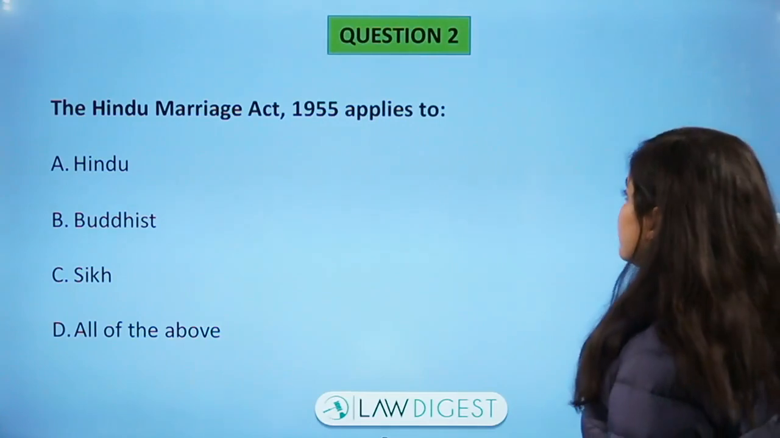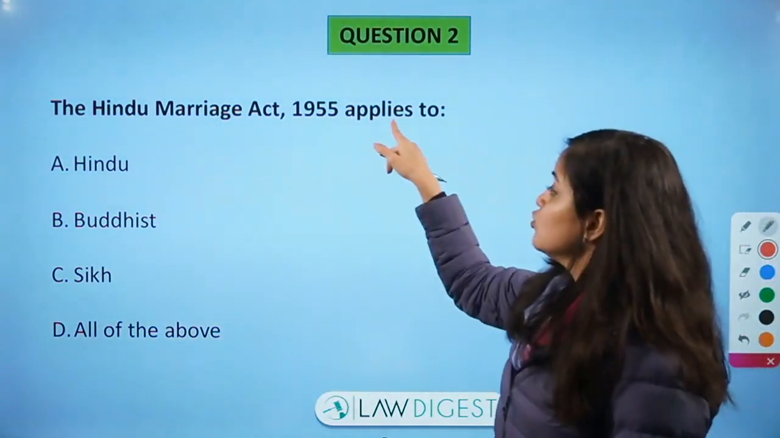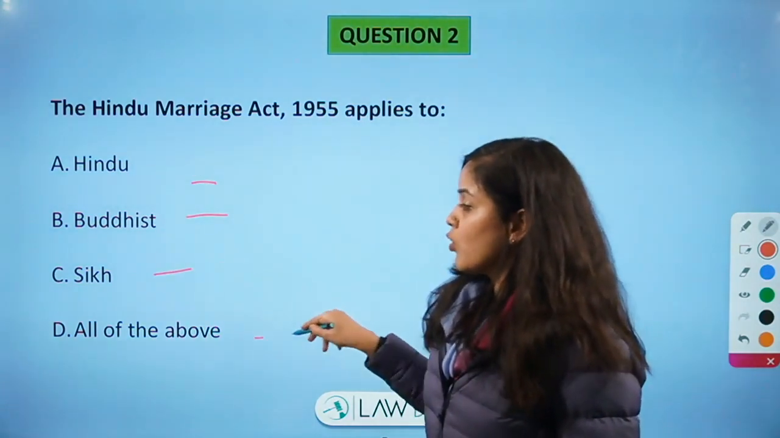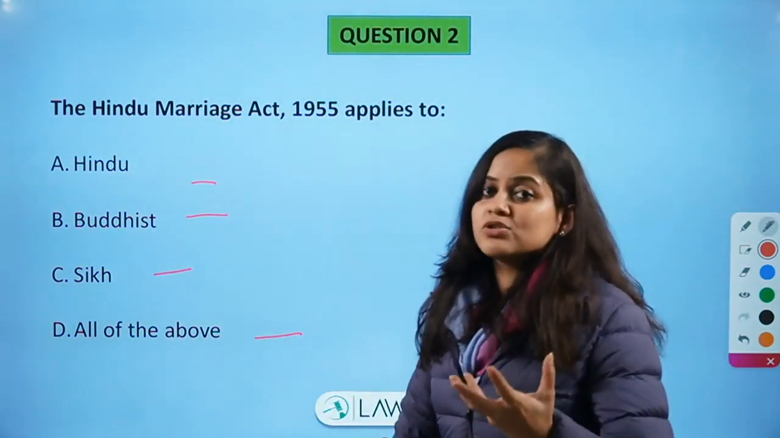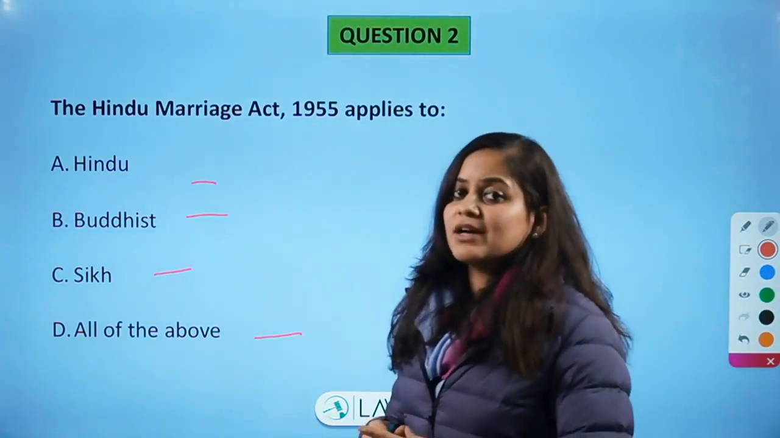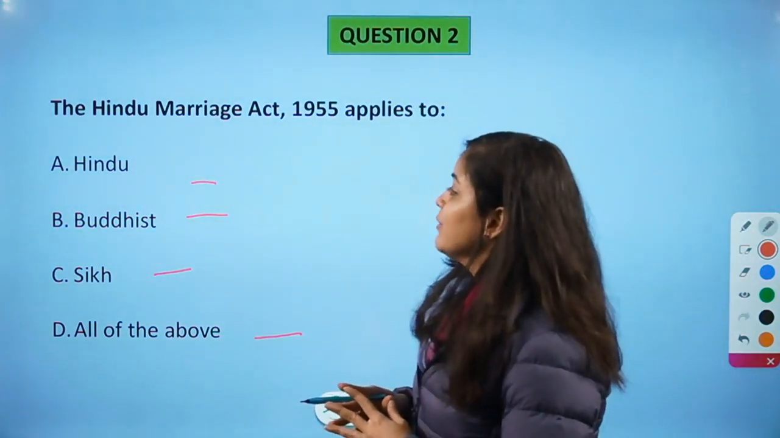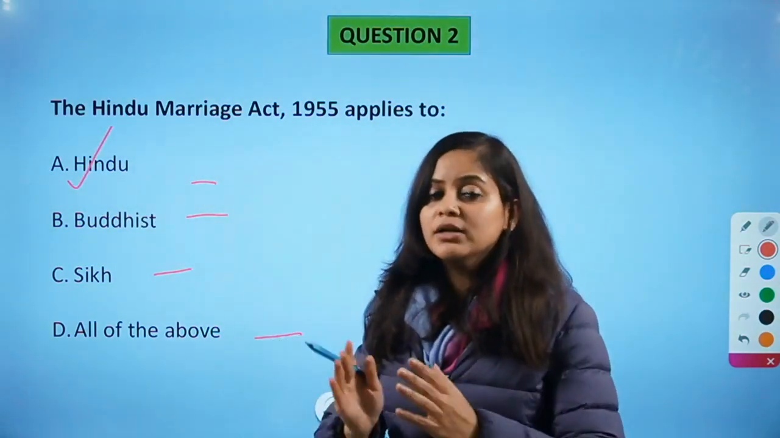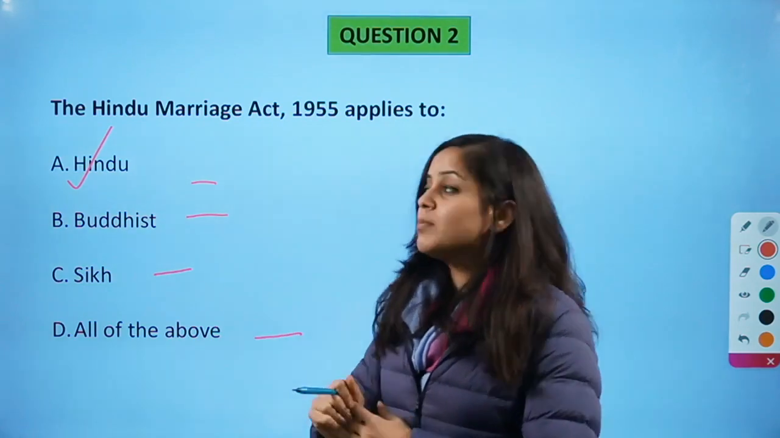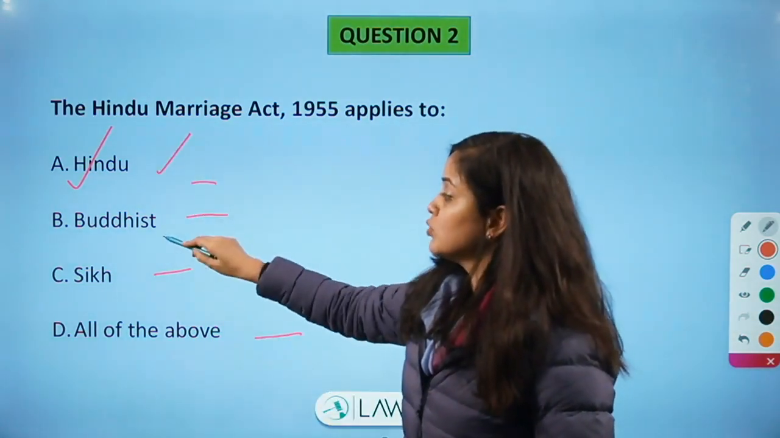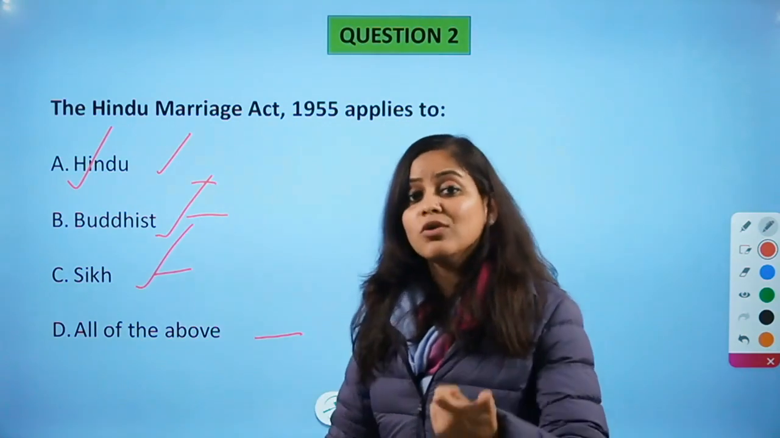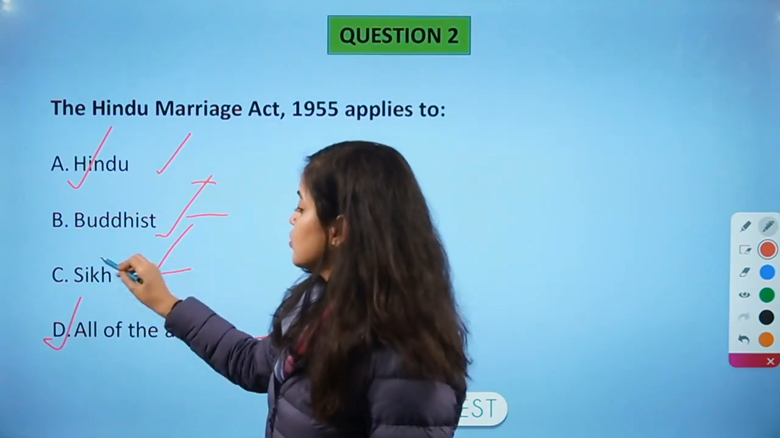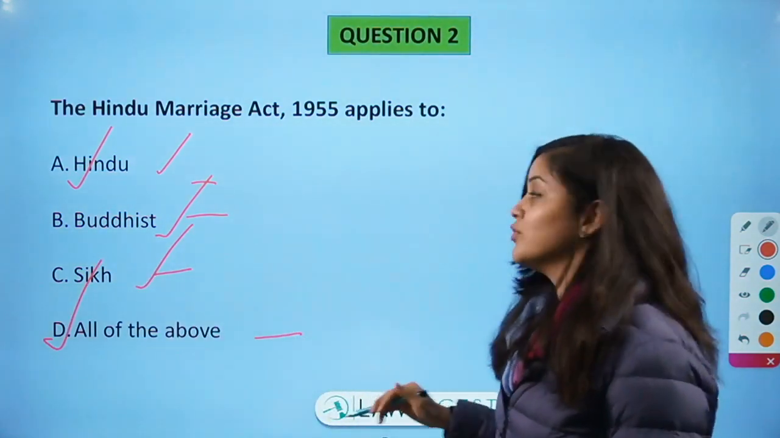This we can cover through the next question, which says the Hindu Marriage Act applies to Hindu, Buddhist, Sikh or all of the above. Now, someone who has not studied Hindu law as such or the Hindu Marriage Act as such, they might probably go and tick option A, that is Hindu. But when we speak of Hindu Marriage Act, people who are from Hindu religion, Buddhism and Sikhism and also Jainism, all these people are considered to be Hindu. Therefore, the answer to this question will be D, that is all of the above.